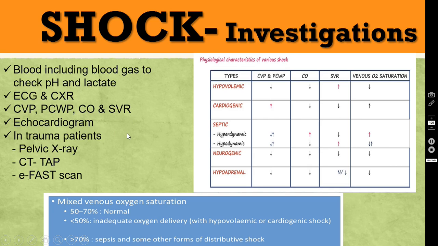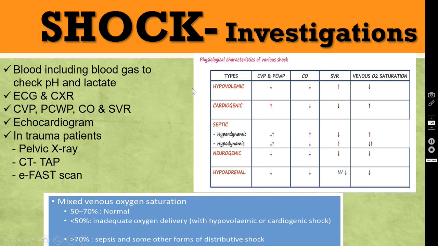You must do an echocardiogram. In trauma patients, you can do a pelvic X-ray, CT scan of thorax, abdomen and pelvis, and E-FAST scan, especially if it is a blunt injury of the abdomen.